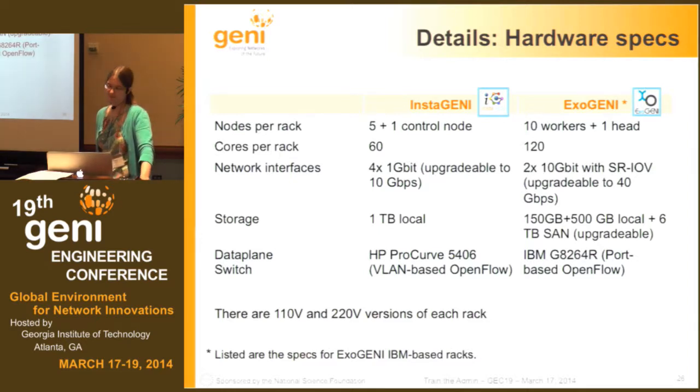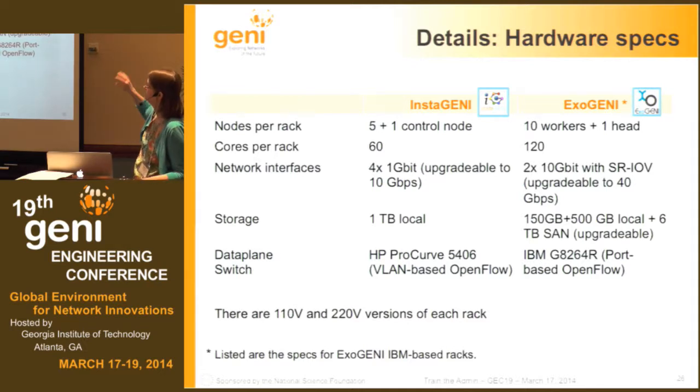So I have maybe 1 or 2 slides on some hardware specs. You may have noticed that there's the 1 controller head node in each rack, and then 5 worker VM servers, or whatever you want to call them, for InstaGENI and 10 for EXOGENI. There's 60 cores on InstaGENI and 120 on EXOGENI. There's the network interfaces on each host. For InstaGENI it's 4 1 gigabit interfaces. Those are upgradable. And on EXOGENI, they have 2 10 gig.